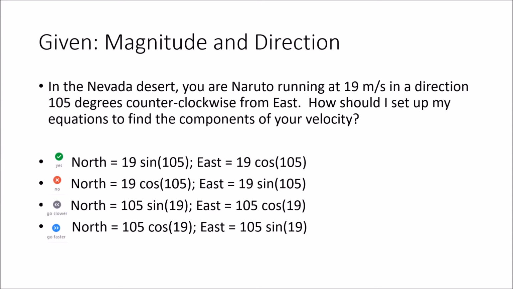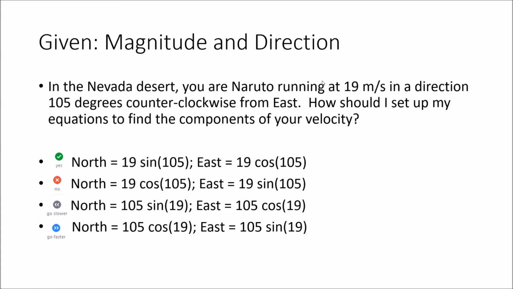In the Nevada desert, you are Naruto running at 19 meters per second in a direction 105 degrees counterclockwise from east. Remember that meme? That meme is pretty much dead. How should I set up my equations to find the components of your velocity? I give you all these options right there.